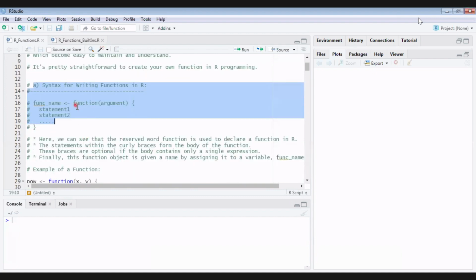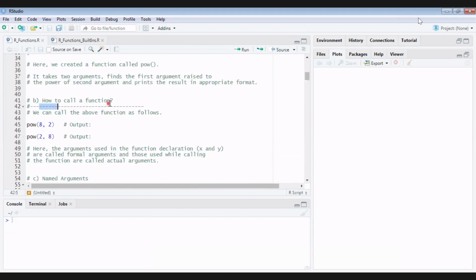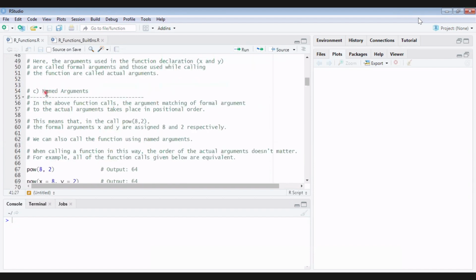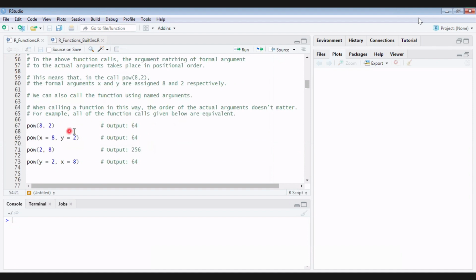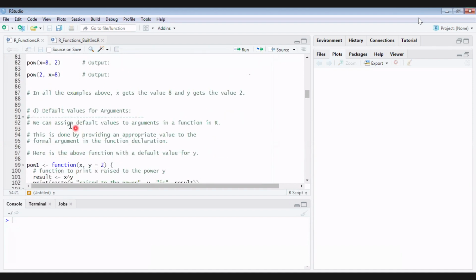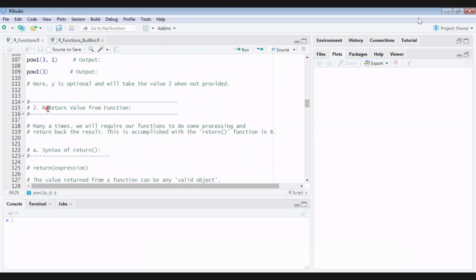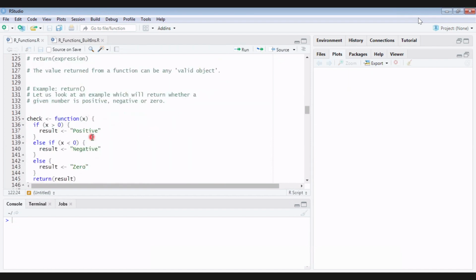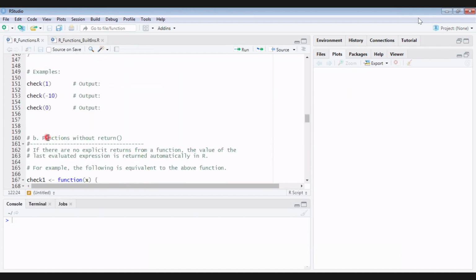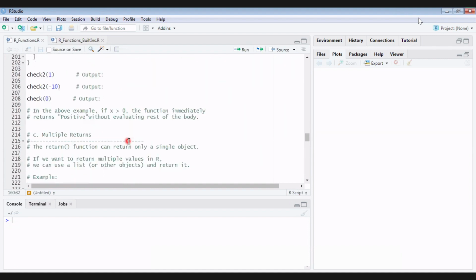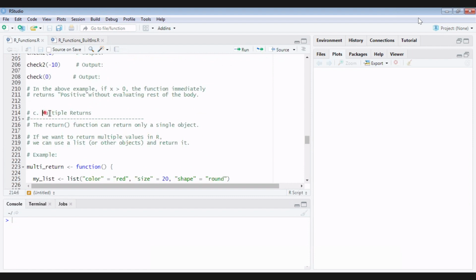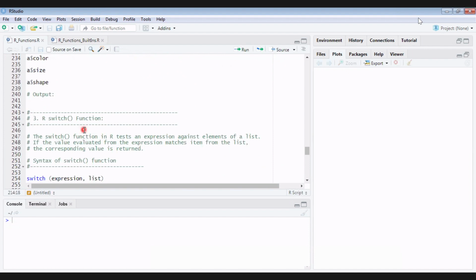Means how can we write a function? Then we have seen how to call a function. Then what are named arguments and how can we pass arguments through named arguments, and then default values for the arguments, how to assign a default value for those arguments, then the return value, the syntax of return. Okay, and we saw one function without return, and how to write a program with multiple return values. And we ended our session with what? Switch function. Okay, this was the overview of last class.